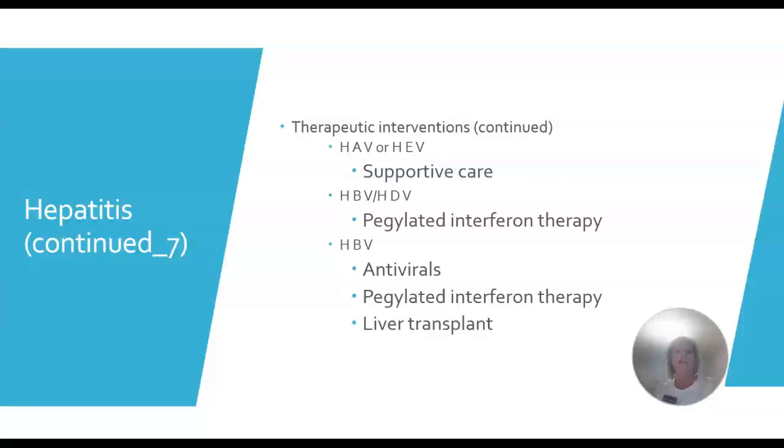HBV and HDV, we're going to give them some pegylated interferon therapy, and I'll talk more about what that is here in just a minute. HBV, if we have hepatitis B, we can give them antivirals. Certain antivirals will work, but if you can remember that chemical makeup of our viruses, they live inside our cells, so it's really hard to kill a virus. So we can try to use antivirals to assist, but we're also probably going to do supportive care for them too. We can do the interferon, and we can do a liver transplant. So those are things that we can do. But to get a liver transplant, we're talking about a lot of steps.